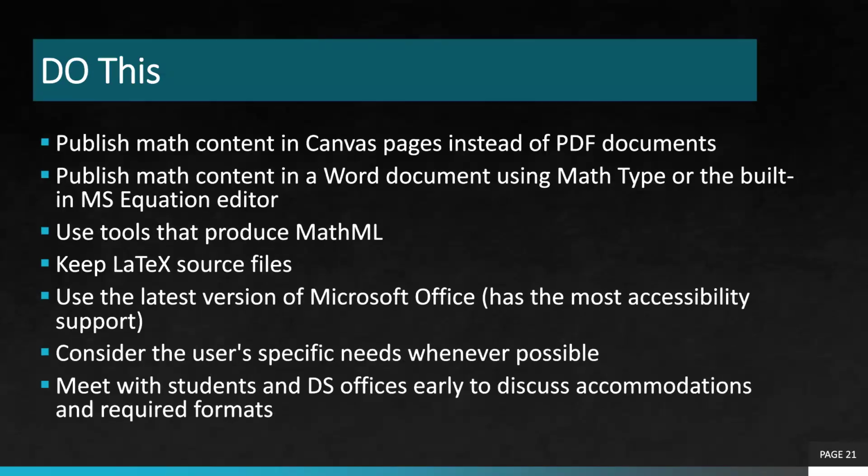Instead, do these things, and hopefully we've done a good job demonstrating some of these things to you today. Publishing math content in Canvas pages instead of PDF documents. Putting math content in a Word document using MathType or the built-in Microsoft equation editor. Using the various tools we discussed earlier that produce accessible MathML. Keeping your LaTeX source files. Zach spoke earlier about the usefulness and benefit of having LaTeX, especially if students are familiar with LaTeX and can use it. It's important to go check what version of Microsoft Office you're using right now. The latest version has the most accessibility support.